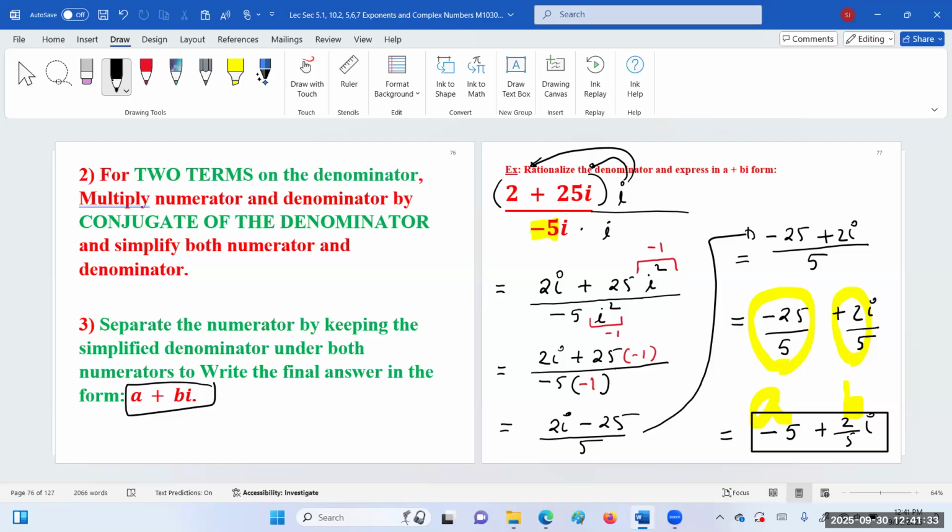2/5 i or 2i/5? It's the same thing. It's a multiplication. 2/5 i means 2/5 times i. And 2i/5 means 2/5 times i. Same thing. You can put i on the top or i on the side. It doesn't matter. Any question?